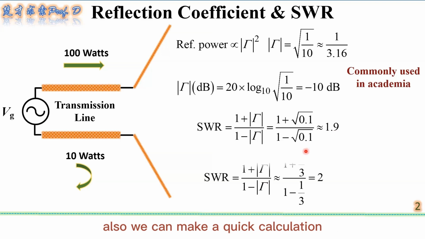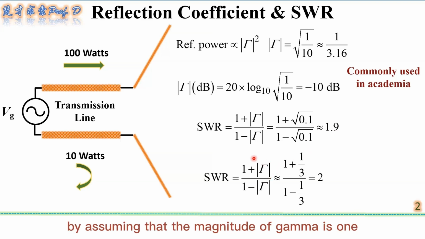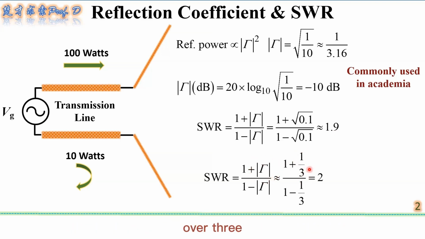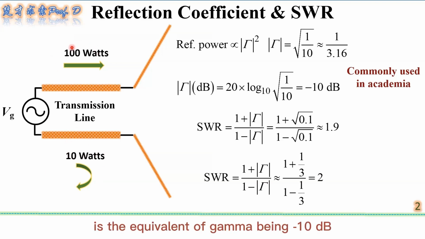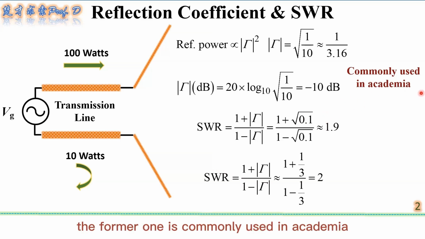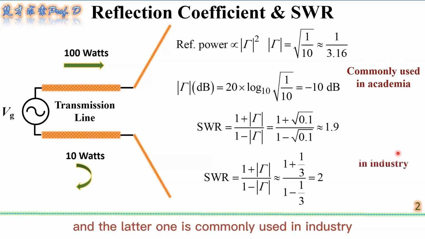Also, we can make a quick calculation by assuming that the magnitude of gamma is 1 over 3 instead of 1 over 3.16, and we can get that the SWR is 2. So, in conclusion, 10% of reflected power is equivalent to gamma being minus 10 dB, or SWR being 1.9. The former one is commonly used in academia, and the latter one is commonly used in industry.